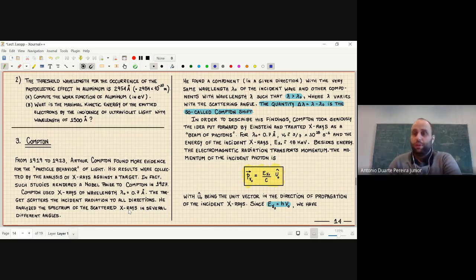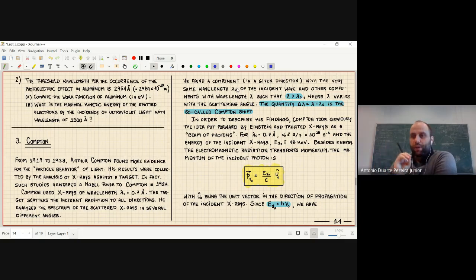So what he found was that there was a component in some direction that had essentially the same wavelength as the initial X-ray. So if you had lambda naught as your initial wavelength, then there was at least one direction in which Compton could see a wavelength that was also lambda naught.